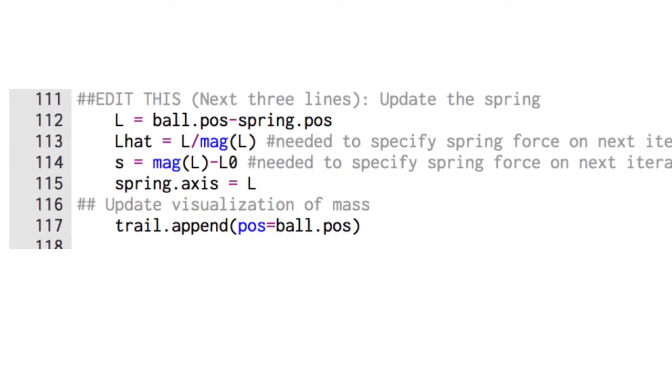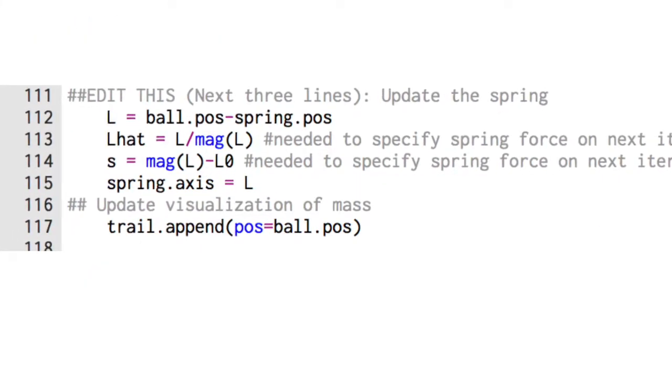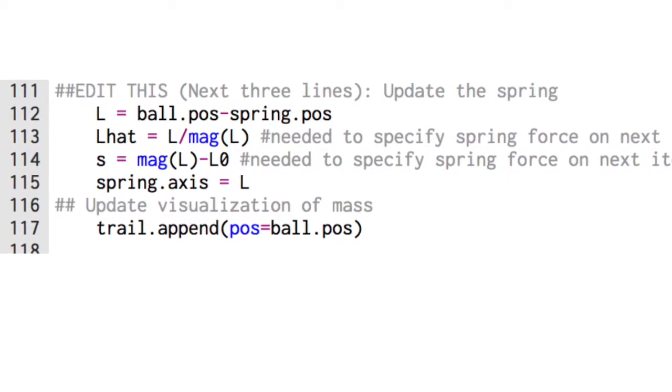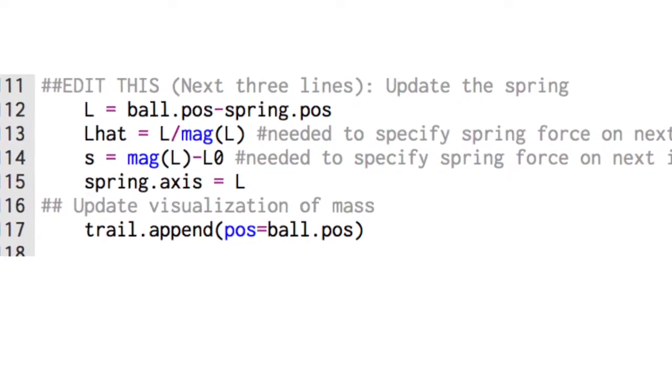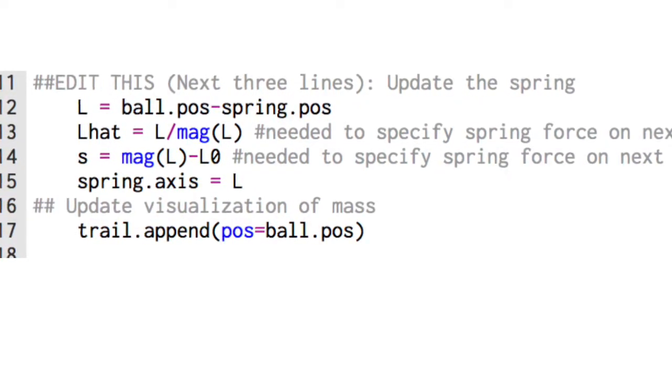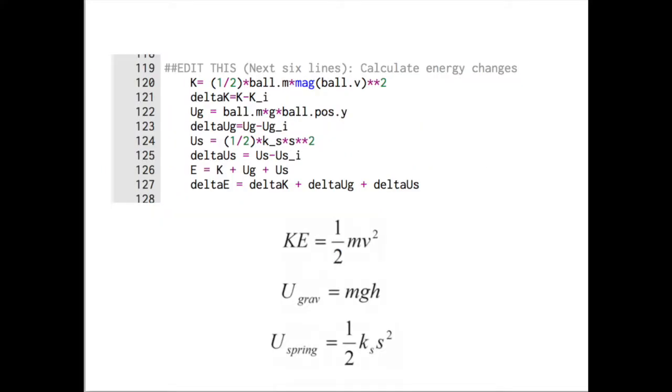Then the spring is updated as the position of the system changes. So does the stretch and compression of the spring, and this code updates the visual model. The last thing that updates is the new energy of the system as the time interval changes. The kinetic, gravitational potential, and spring potential energies change and have to be recalculated.